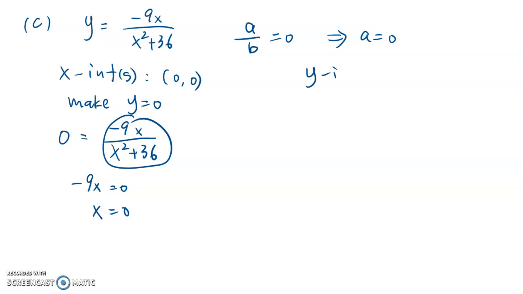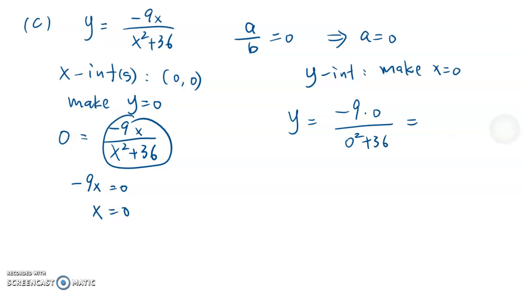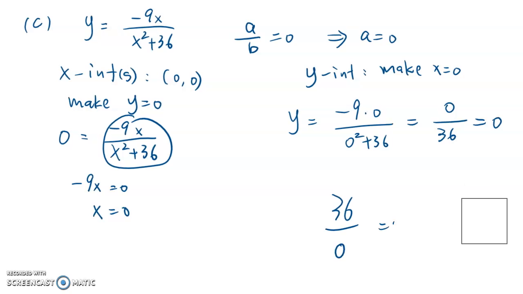Okay, now let's find the y-intercept. To find the y-intercept, you need to make x equal to 0. Okay, so we will have y equals negative 9 times 0 over 0 squared plus 36. So on top you have 0, the bottom is 36. 0 divided by 36 is 0. How about 36 divided by 0? That's undefined. Well, it's not related to this problem, just a quick review.